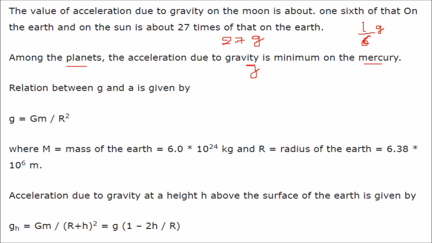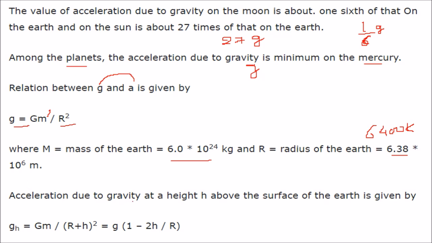There is a relationship between gravity and acceleration. g is given by GM by r square, where M is the mass of the earth, which is 6 into 10 to the power 24 kg. This r is the radius of the earth. Generally, we take it as 6400 km, and the value can be taken as 6.38 into 10 to the power 6 meter.